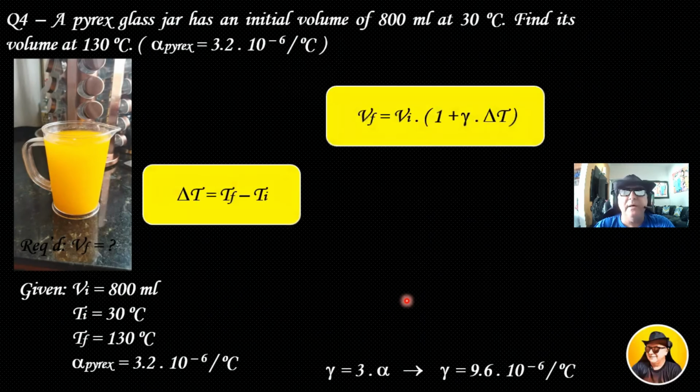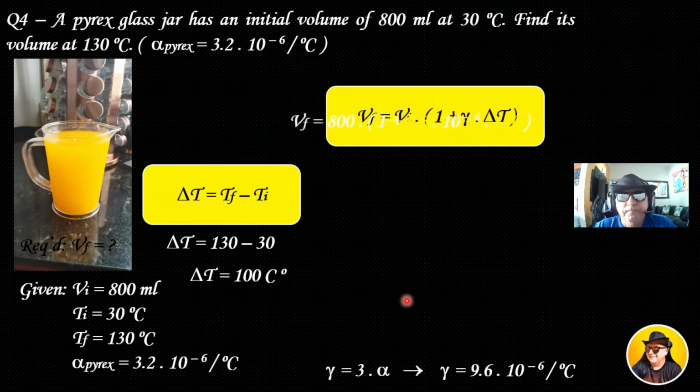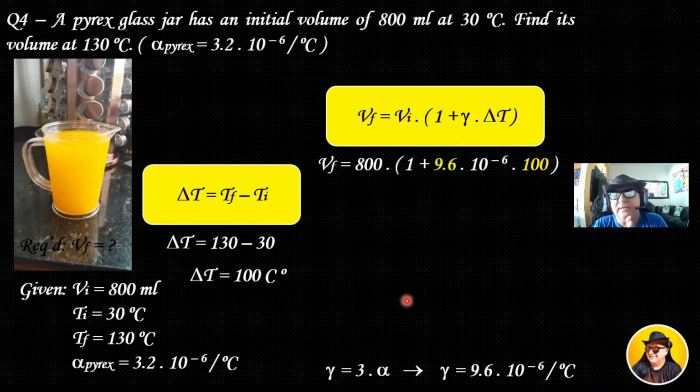Now let's find the delta T. Delta T is 130 minus 30, so it is 100 Celsius degrees. And the final volume is 800 times 1 plus 9.6 times 10 to minus 6 times 100.